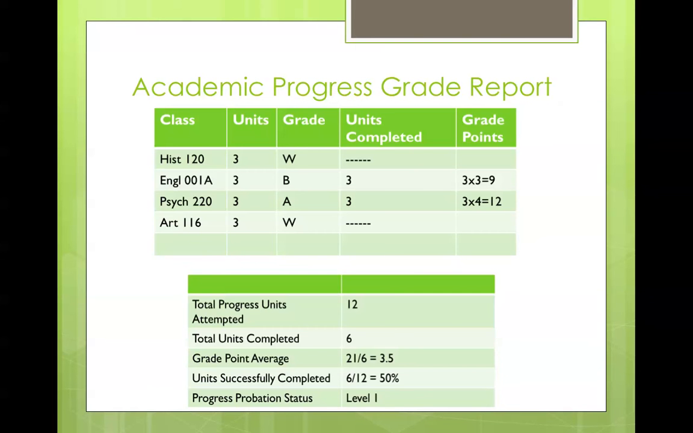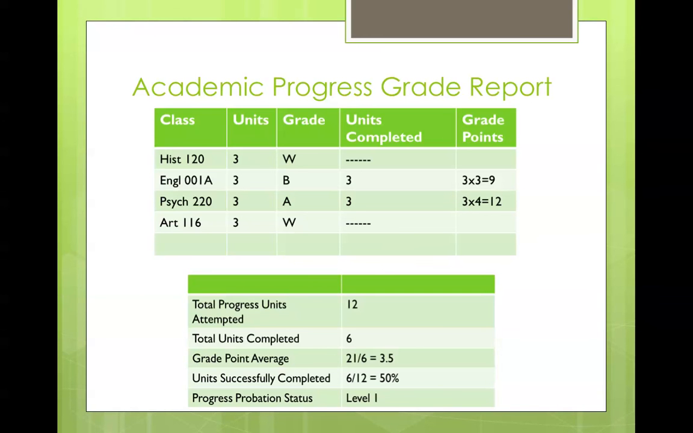Academic progress grade. Again, we take the same concept of how to calculate your GPA. History 1, 3 units, you get a W. Units completed is 0, you don't get any grade points. English 1A, 3 units, you get a B. B is 3, and you completed 3 units. 3 times 3 is 9.